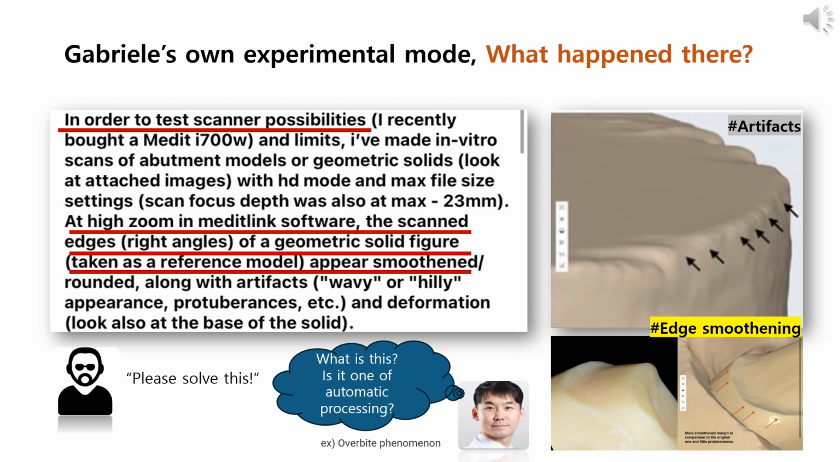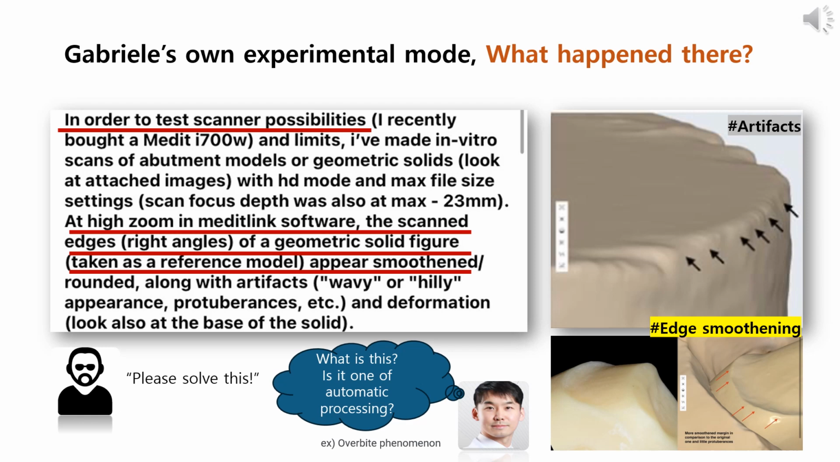When I first saw the picture he posted, I assumed that post-processing only occurred at the margins in the software, similar to the die trimming process of the stone model. For example, like the overbite phenomenon we mentioned in the March session, I wondered if there was some automatic processing in the software to clarify margins. If that is the reason, you might get a rounded margin, even when you have obtained sufficient margin data.